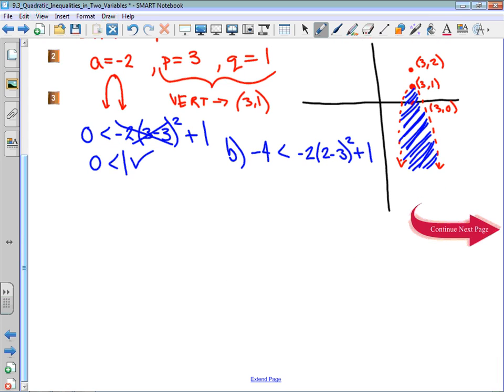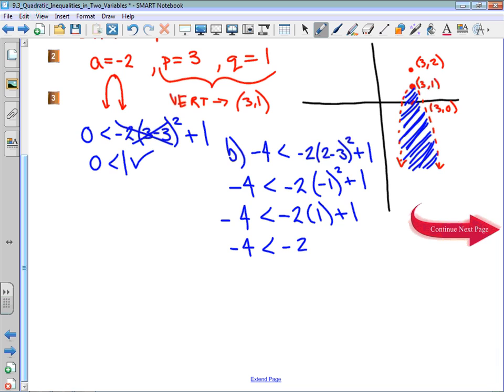So this is going to be -4 less than -2 times -1 squared plus 1. Really important to do exponents before multiplication. So -4 is less than -2 times +1 plus 1. I get that -4 is less than -2 plus 1. I get that -4 is less than -1. Now, -4 is less than -1. That's true. And if we looked at our graph, 2 comma -4 is somewhere right about there.